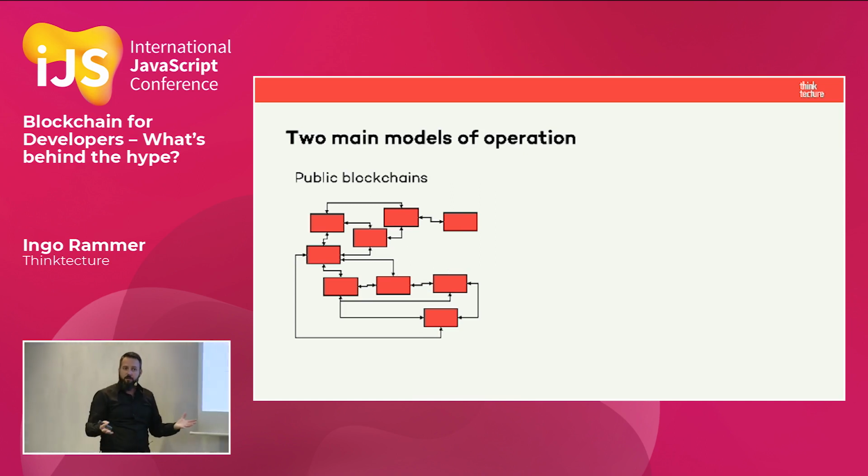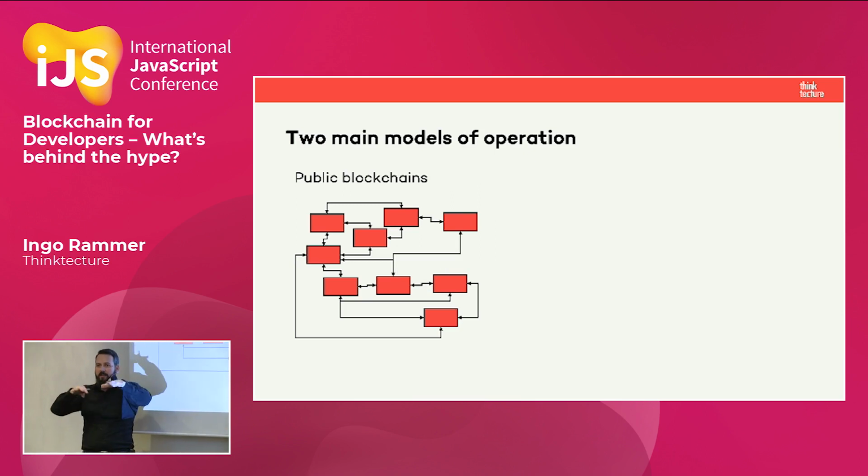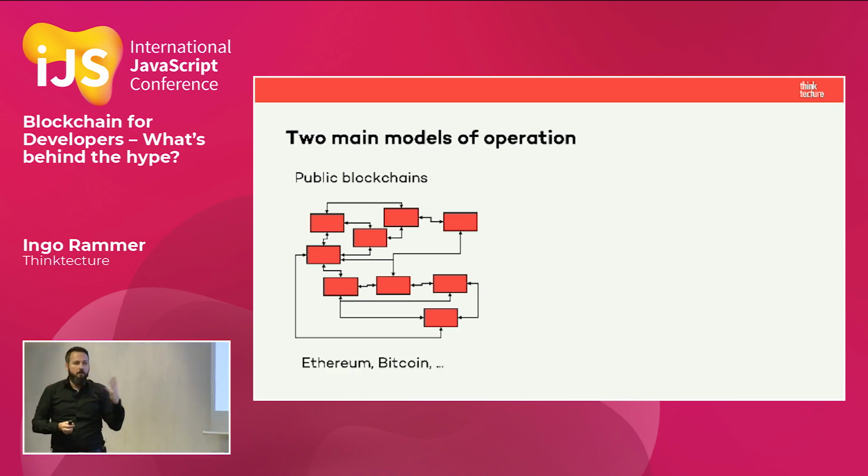Some nodes disappear because somebody just shuts down their node. New links will be created so that you have a sustainable number of links between any set of nodes in there. Okay. We know this from Ethereum, Bitcoin. That's your classic thing when we talk about public blockchains.